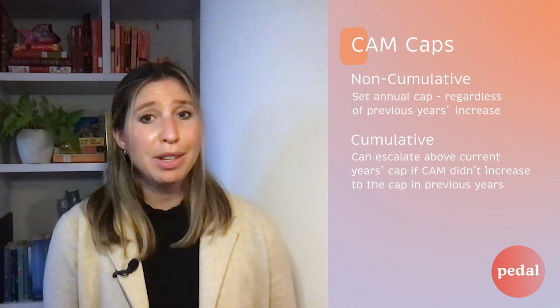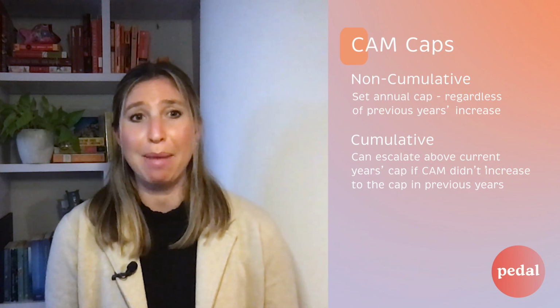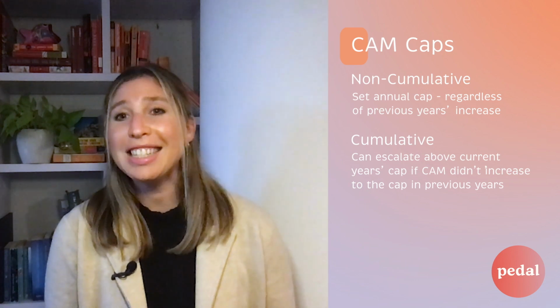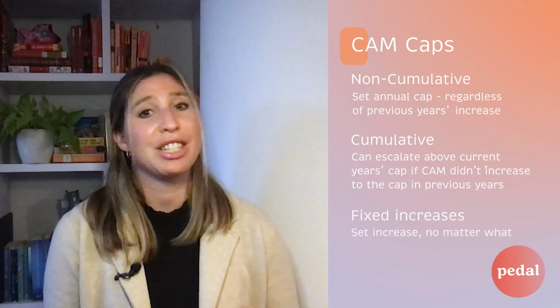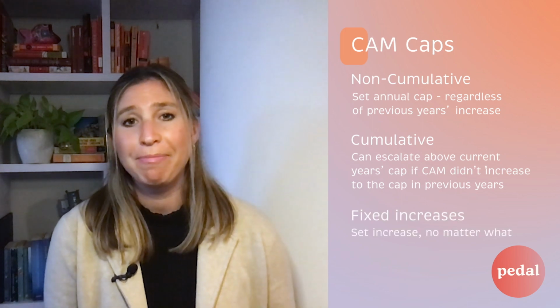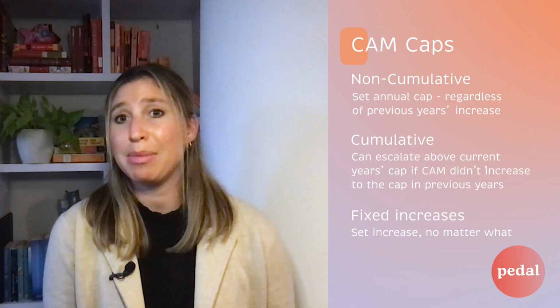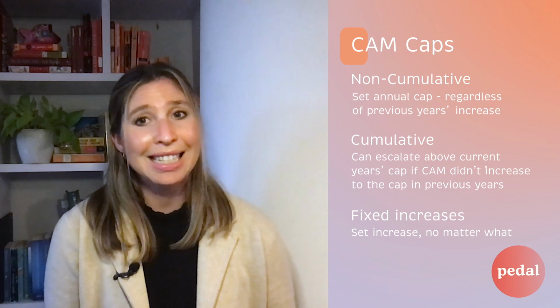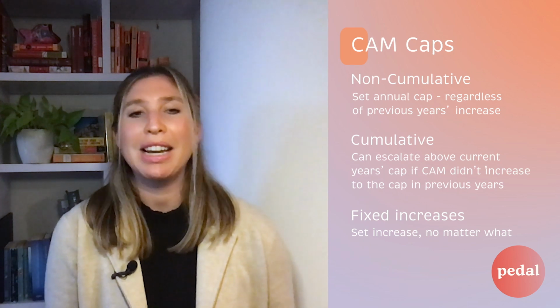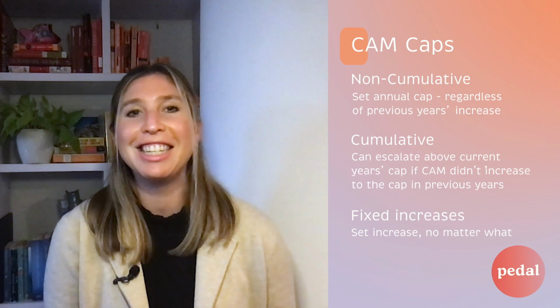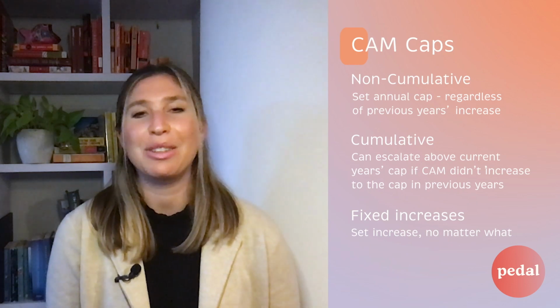Okay, so you've got cumulative and non-cumulative CAM caps, which are a little technical. There is a simpler way, which is just agreeing to fixed increases. CAM increases 4% no matter what. Of course, you miss out on the possibility that CAM might increase less, but it's a lot simpler from a budgeting perspective, and in my experience, CAM never increases less. It always increases all the way up to the cap.